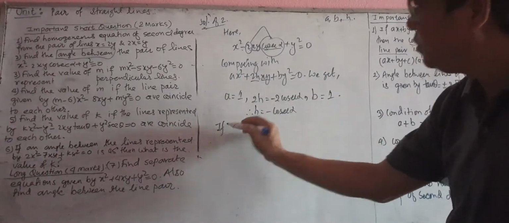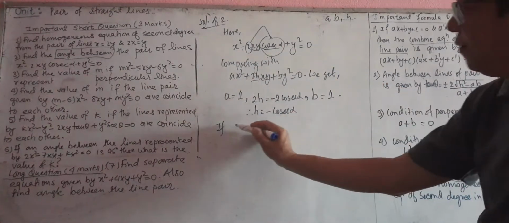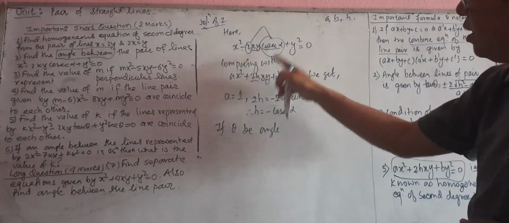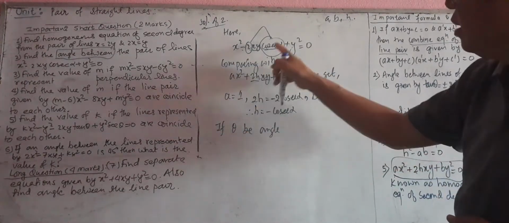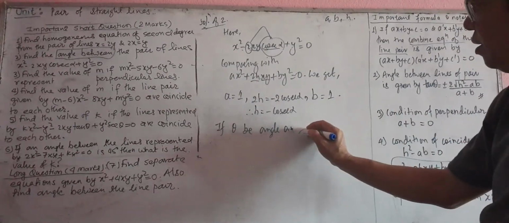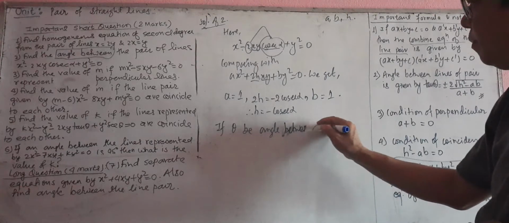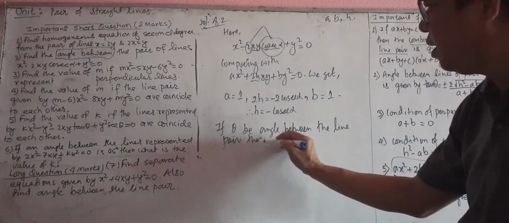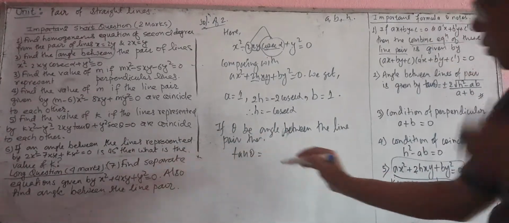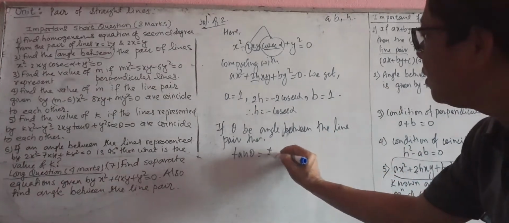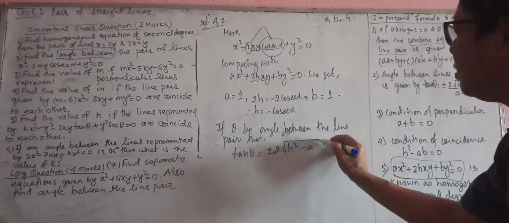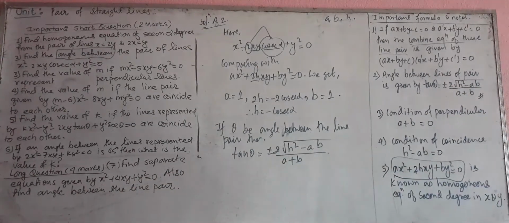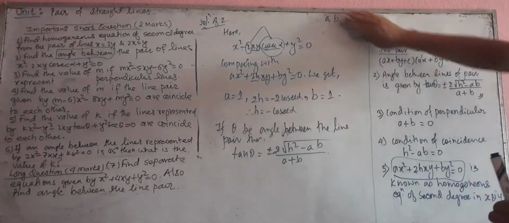Now alpha is there, so we let theta be the angle between the line pair. Then tan theta equals plus minus 2 root over h square minus ab divided by a plus b. Okay, now clear it.